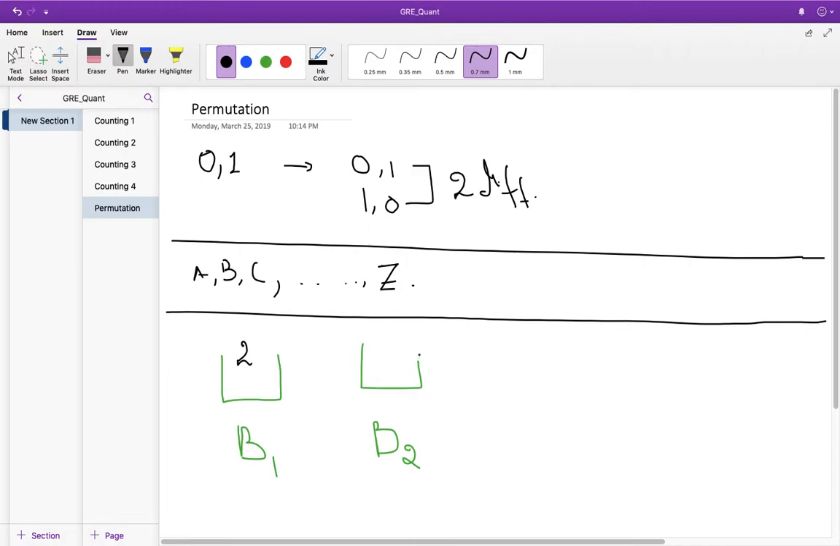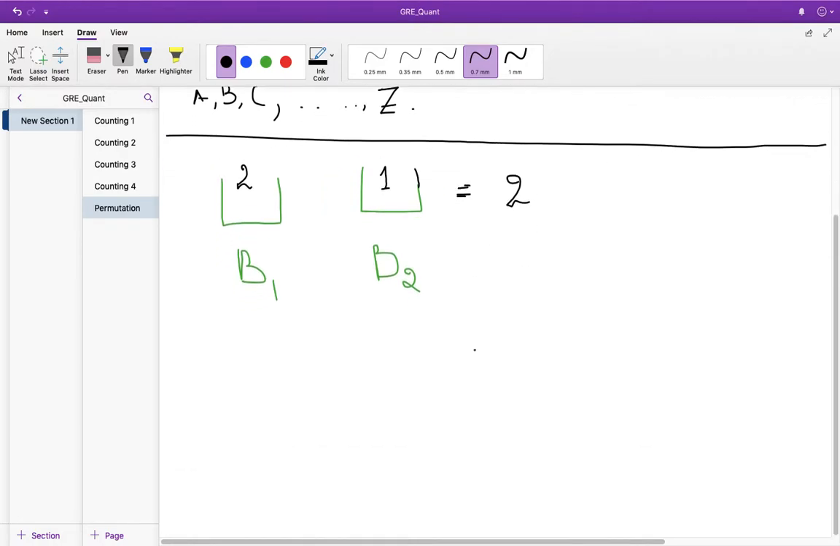And how many ways are there to throw any letter into bucket 2 given you've already thrown one letter into bucket 1? There is only one way, because you would either have thrown 0 in bucket 1, so you're only left with 1, or you would have thrown 1, you would be left with 0. So this turns out to be 2, which is the right answer.